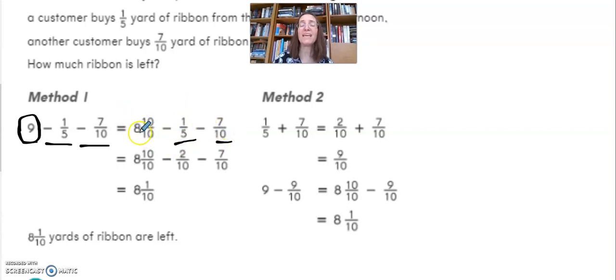Since we seem to be using tenths here, let's go ahead and multiply 1/5 by 2 halves. And if I do that, 1 times 2 is 2, and 5 times 2 is 10. So now I'm going 8 and 10 tenths, take away 2 tenths, take away 7 tenths, and that would be take away 9 tenths. 8 and 10 tenths, take away 9 tenths equals 8 and 1 tenth.